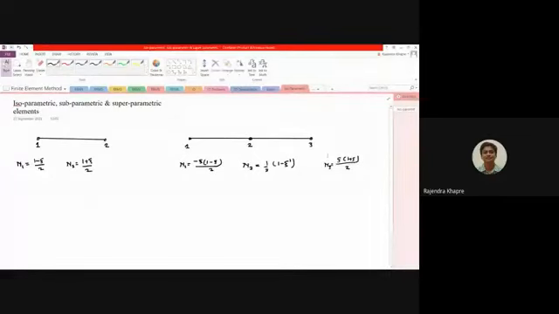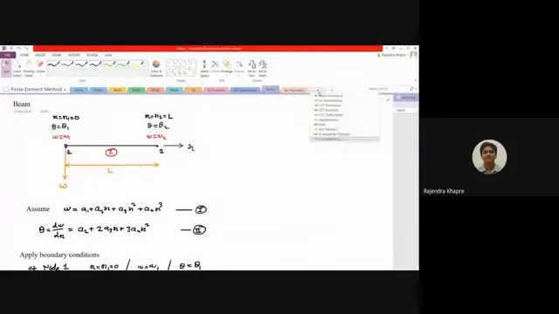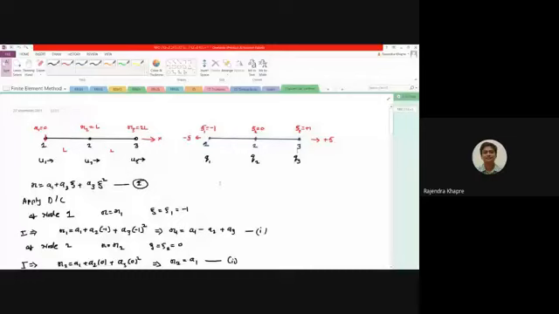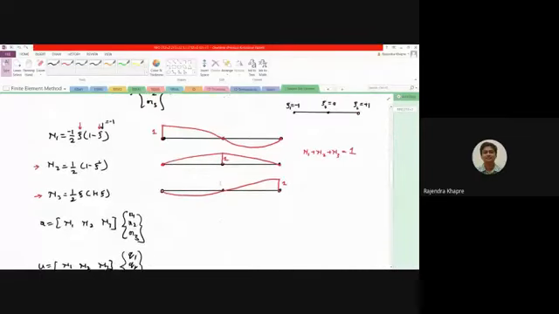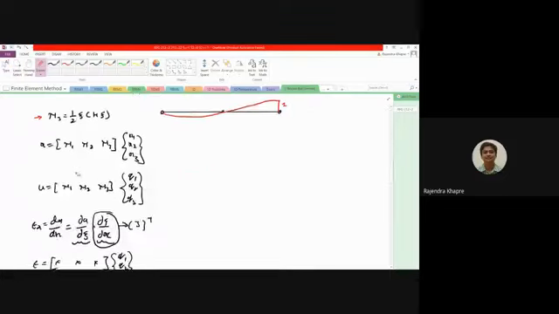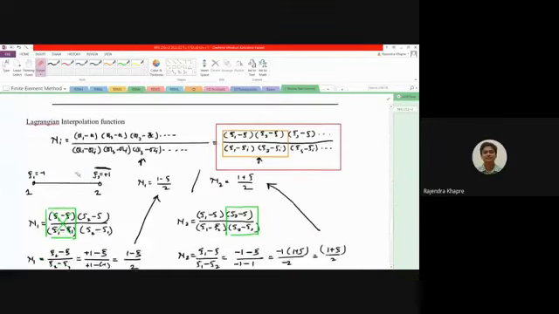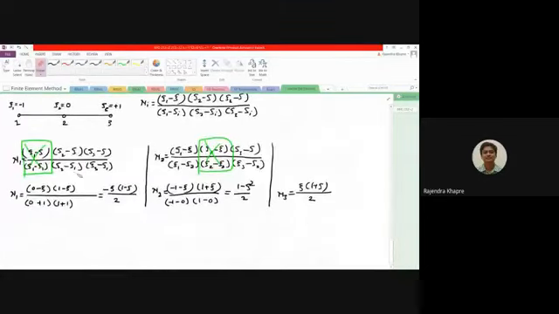Let me check. I think I have wrongly mentioned n2. Please make the correction. This n2 is not half, this is 1 minus xi square only. Everybody please make the correction over here. Even if you go for this, you will get only 1 minus xi square, the 2 is going to get cancelled.